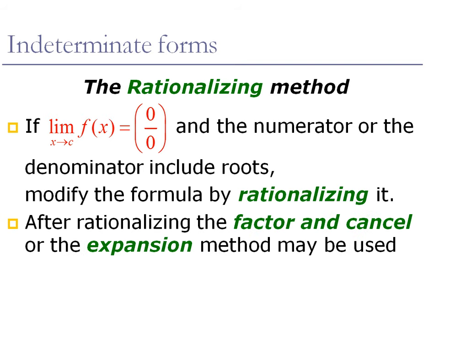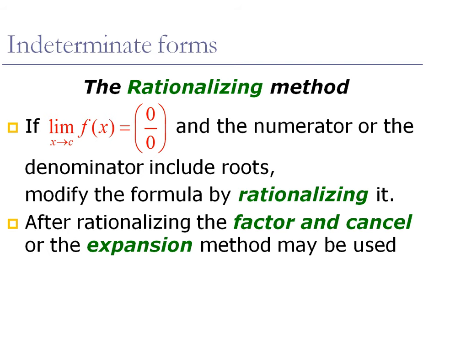Now, after you have rationalized, we can use both the factor and cancel method and or the expansion method, once again, to end up with something which can reveal the common factor and then cancel it and therefore arrive at the limit.